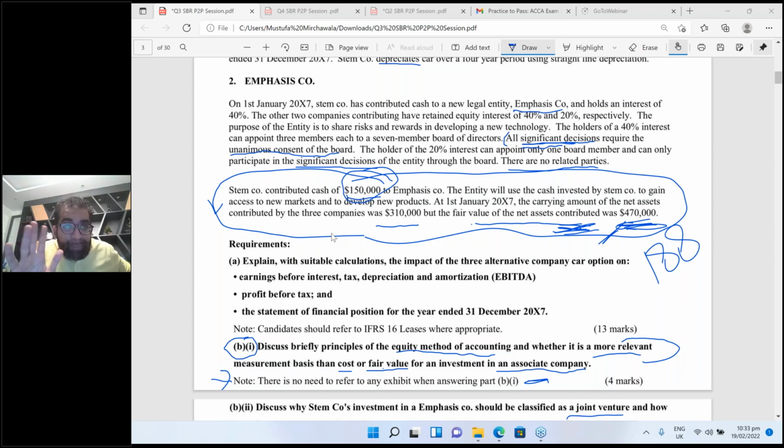Maybe, look at me, a very technical issue. Maybe we signed the deal 2 weeks before, and within 2 weeks the fair value changed.